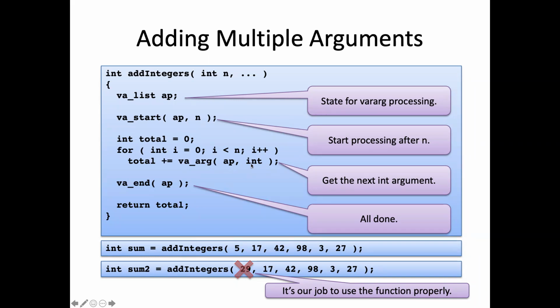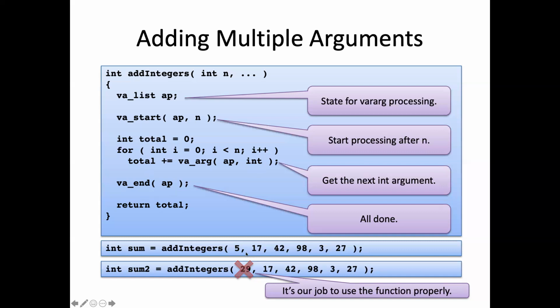So varg with a parameter of int goes and gets the next int off the stack. I do that not just once, but for however many arguments you said you were going to give me. I add them all up, and then at the end I return the total. But before I do, I call va_end to clean up things. So in this design, I'm expecting the caller to play nice.